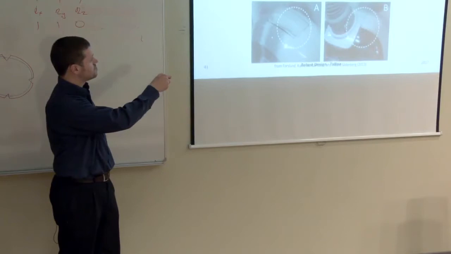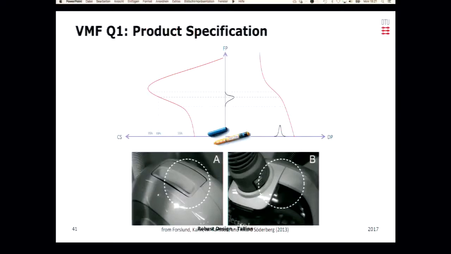In this case, smaller variations in the positioning of the component lead to large quality loss to the customer. So we can see we drop away quite quickly.